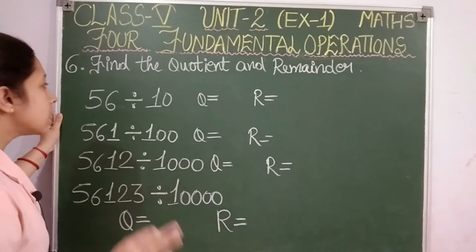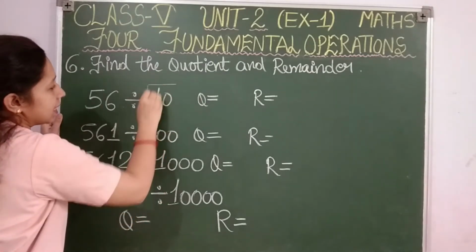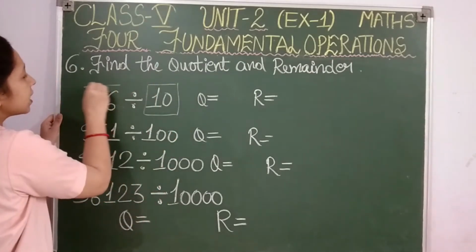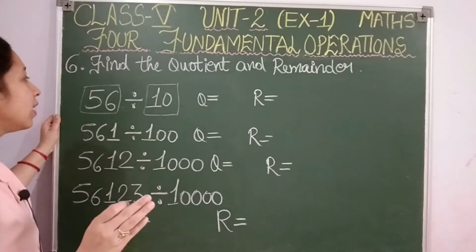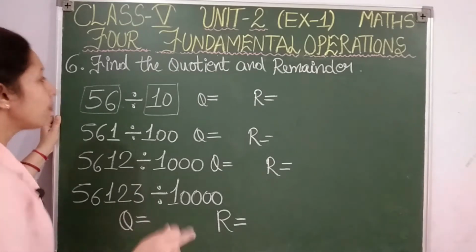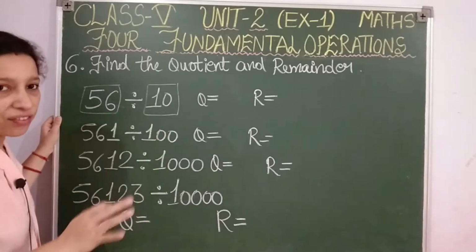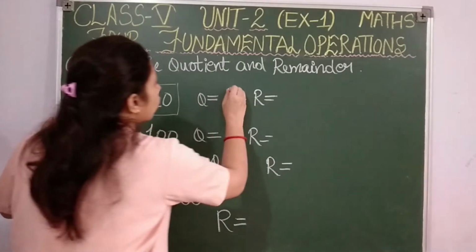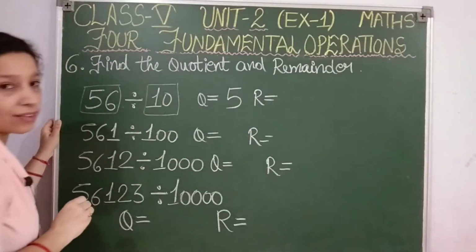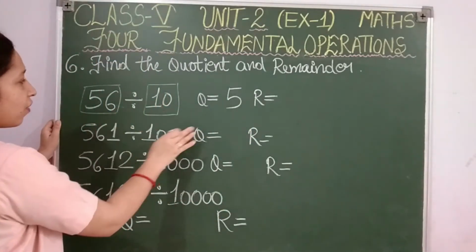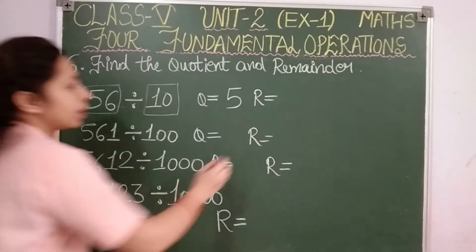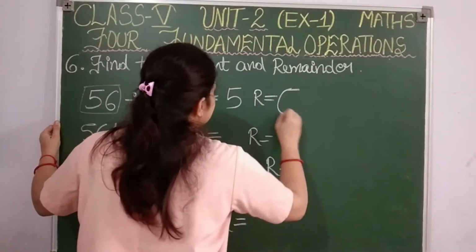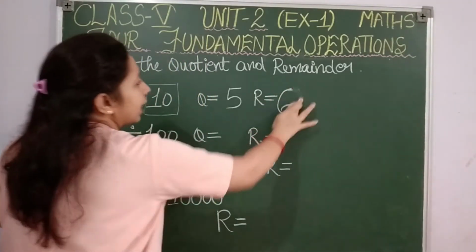Now you just tell me how many tens you can take out from 56. We can take 5 tens. How? 10 5s are 50. So here surely the quotient I'll get will be 5. So students, 56 minus 50, how much is left? Your remainder will be 6.